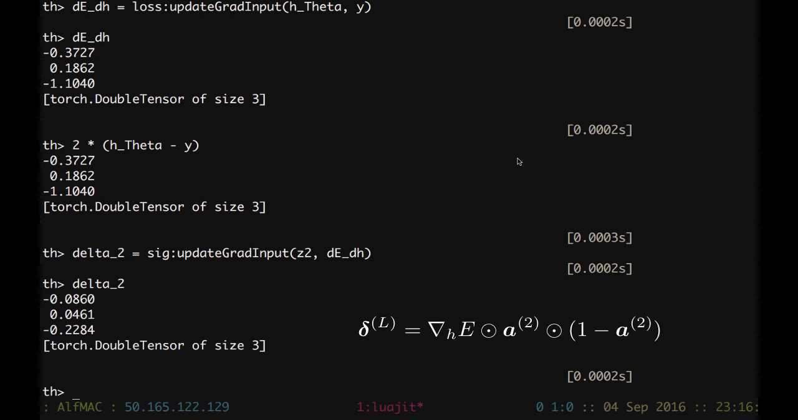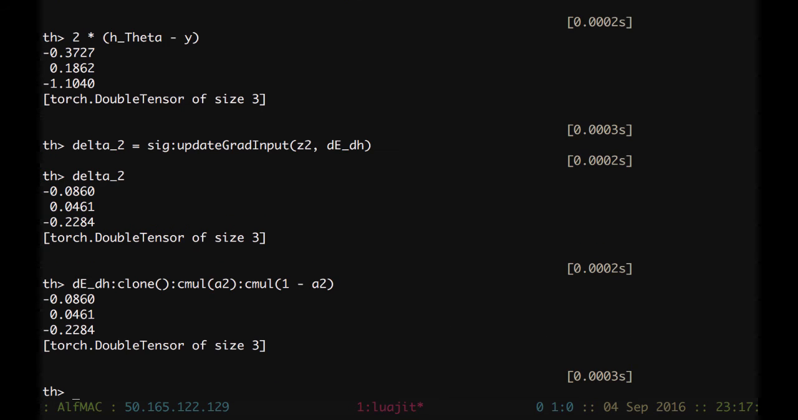So let's verify this is correct. We can see we start from dE/dh. We do a clone, then we have a multiplication, and then we have a2, to which we multiply 1 minus a2. And there you go. So we just apply formula number 3.